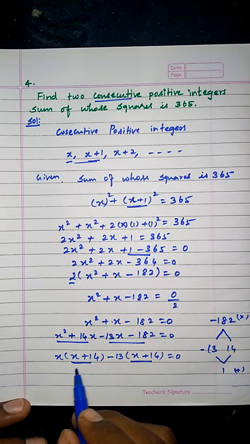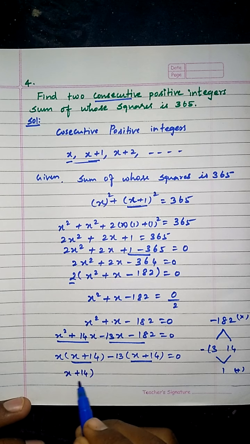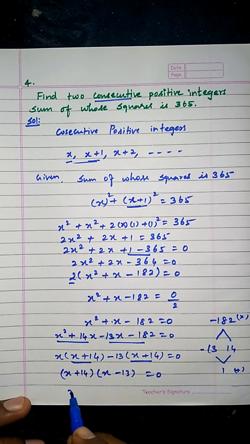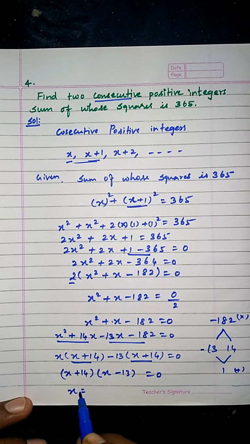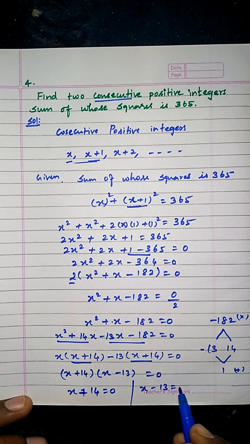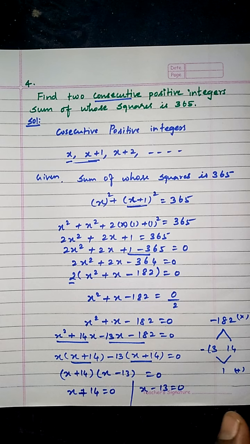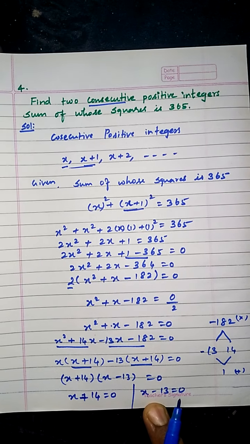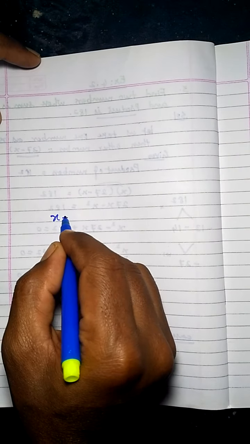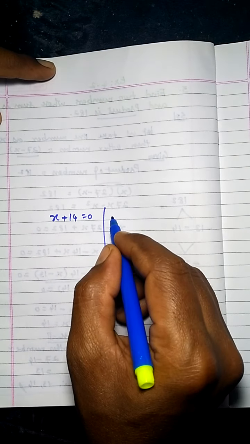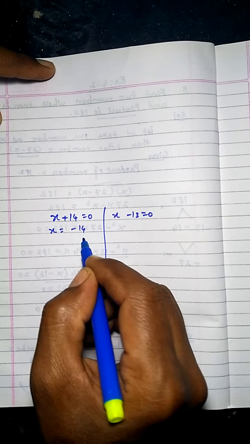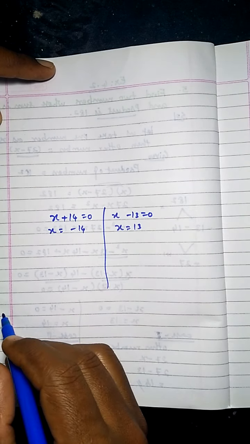Now take x plus 14 as common outside. The remaining is x minus 13 equal to 0. Therefore, apply each factor equal to 0. So x plus 14 equal to 0, and one more, x minus 13 equal to 0. Here you will get x equal to minus 14, and here x equal to plus 13.